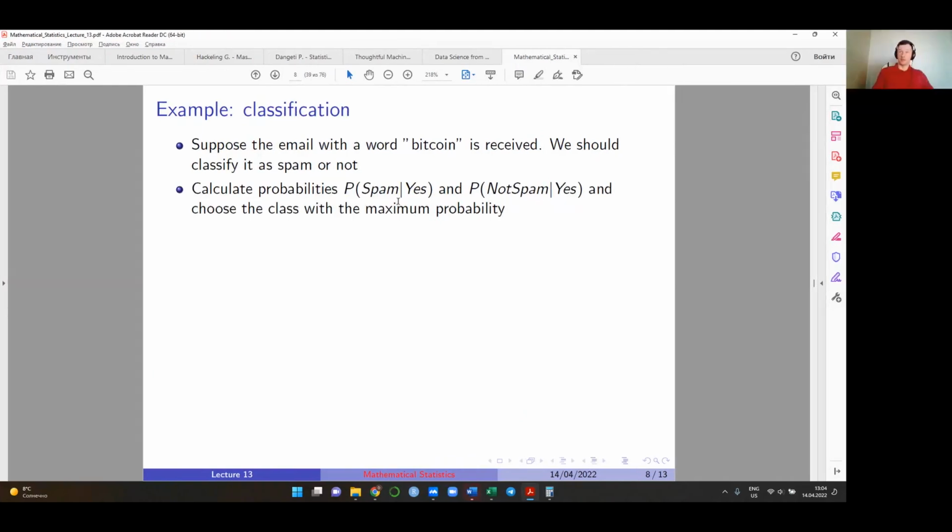So we need to calculate two probabilities. Look, the probability that this email is spam given yes, given the word Bitcoin, and the probability that this is not spam given yes. We know that our email has the word Bitcoin, so this information is already given to us. Now, given this information, we need to calculate the conditional probability. What is the probability that this is spam? What is the probability that this is not spam? And choose the class with the maximum probability. Among these two, we choose the biggest probability, and based on this, we pick the class to classify our email.